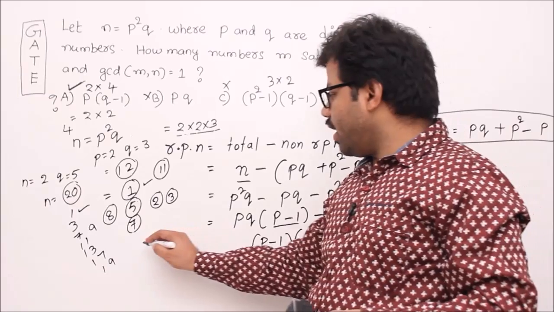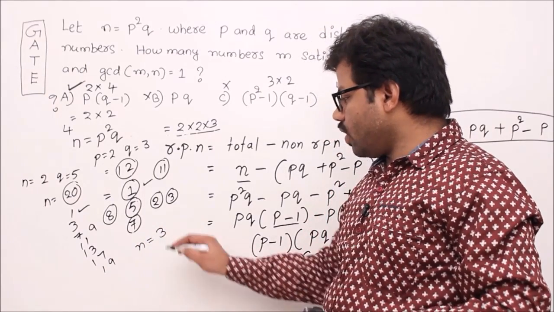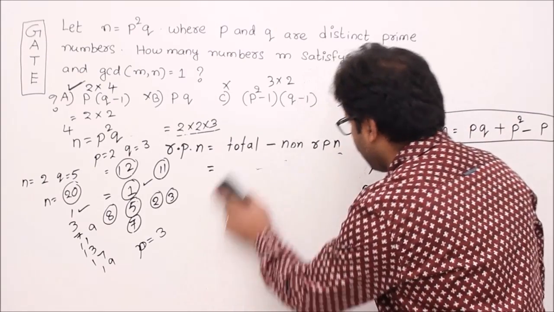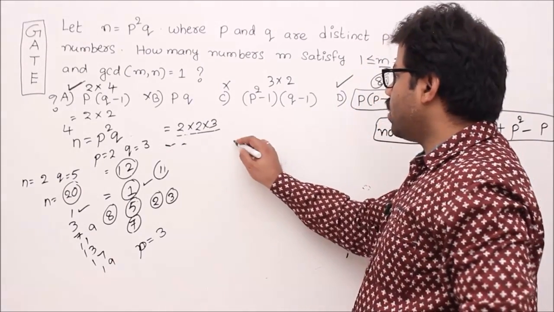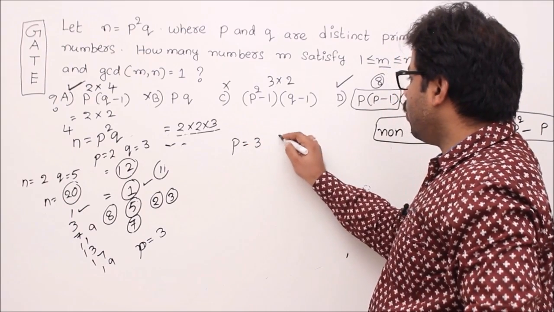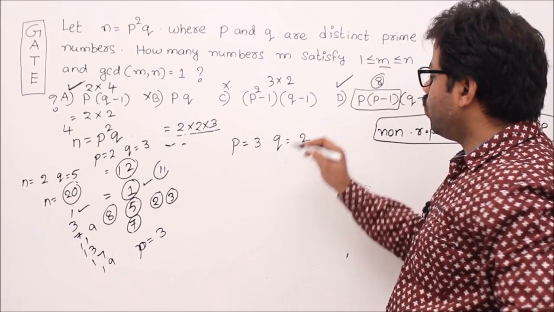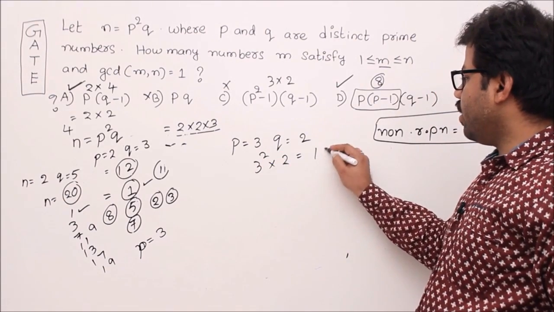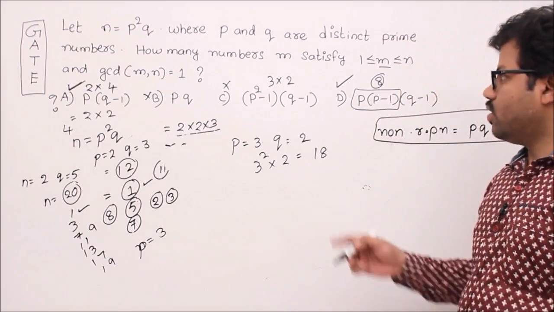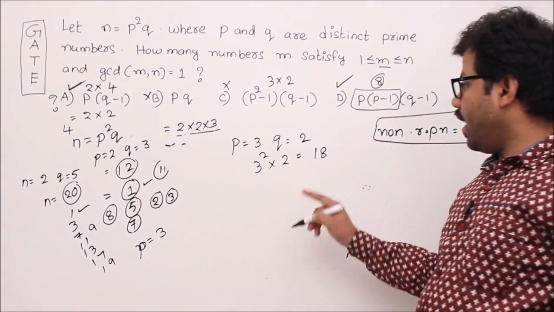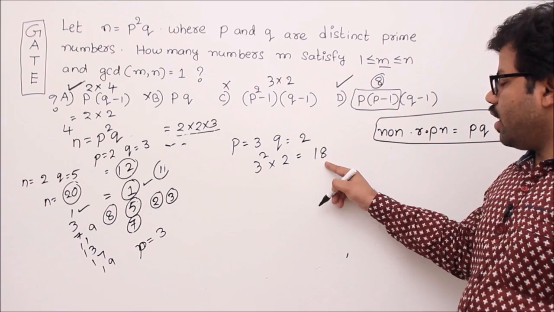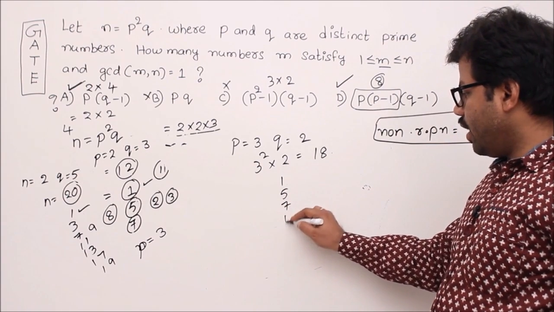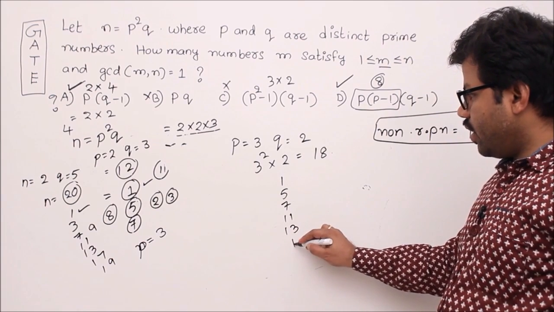Then substitute another value. Sorry, the p value 3 and the q value, let's say 2. Then it will become 3 square into 2, isn't it? So 9 into 2, 18. For this we try. So p is 3, q equal to 2. For 18, how many numbers between 1 and 18 are relatively prime to 18? Then the answer: 1, then 5, 7, 11, 13 and 17, isn't it?